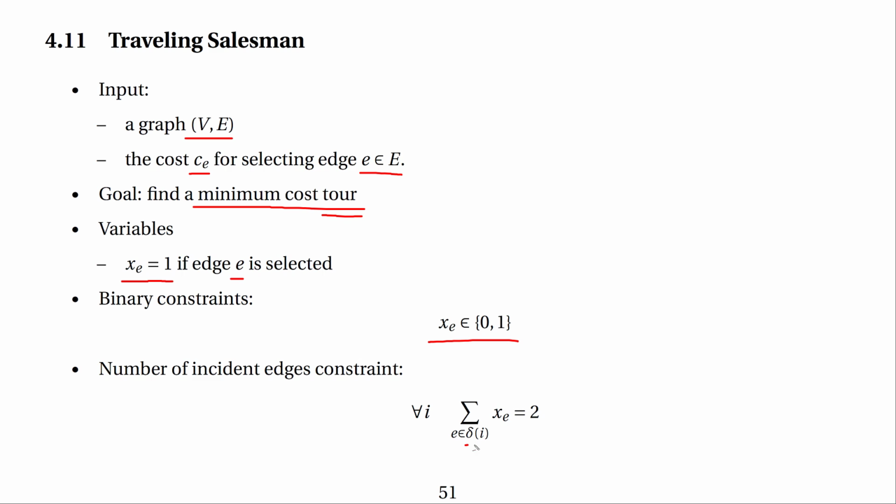As a reminder, delta I are all the edges connected to node I. By summing over all the edge variables of edges that are connected to node I, we want to make sure with this sum that there are exactly 2 edges selected for each node. So that allows each node to have one outgoing and one incoming edge.